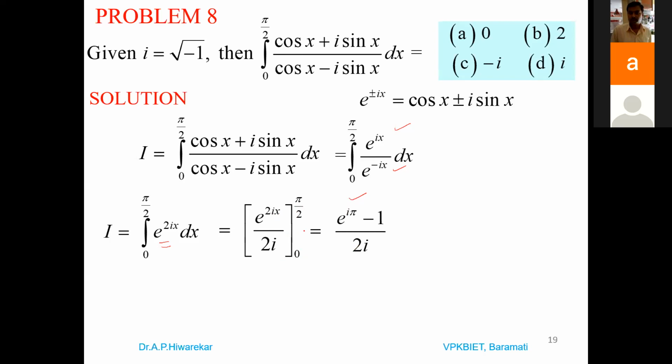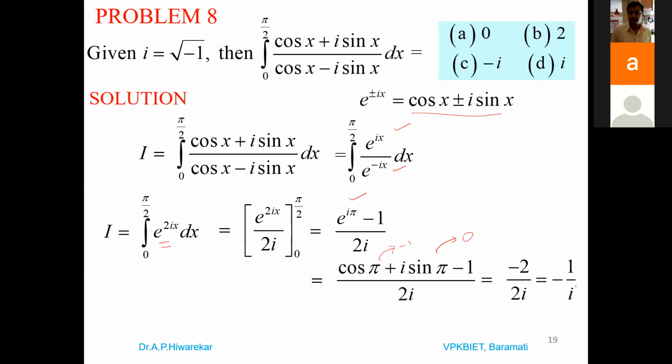So 1 by 2i is common. Numerator will be e power i pi minus 1. And we know e power i pi is what? Cos of pi plus i times sine of pi. And we know that cos of pi is minus 1 and sine of pi is 0. So it is minus 1, minus 1. So that's why it is minus 2 divided by 2i, and that is minus 1 by i.